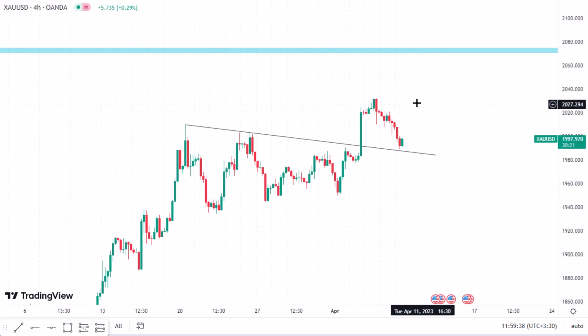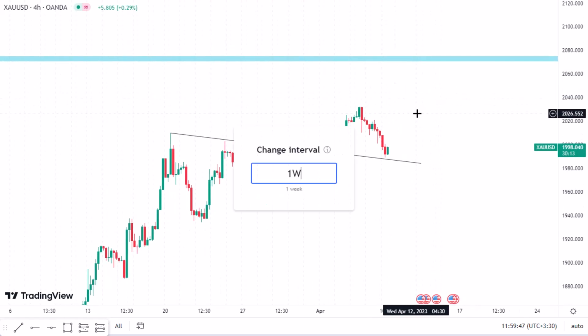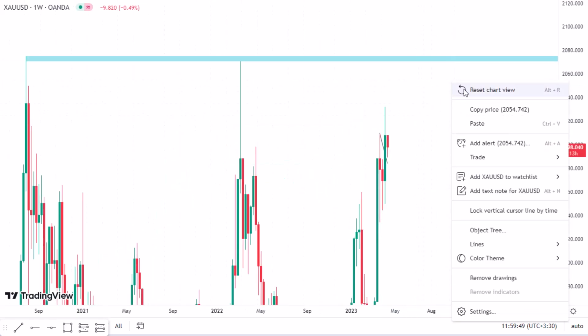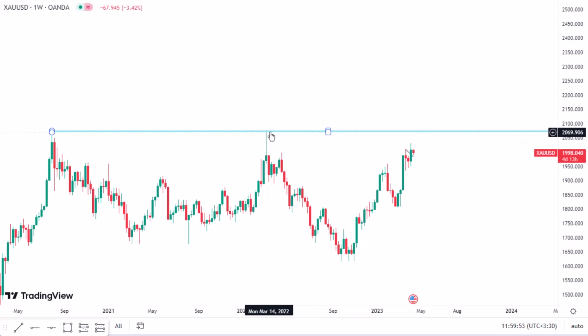And also there is a resistance in front of the price, okay, on 2070. If we check the weekly time frame, you can see that is a really important resistance that has the potential to push the price lower.